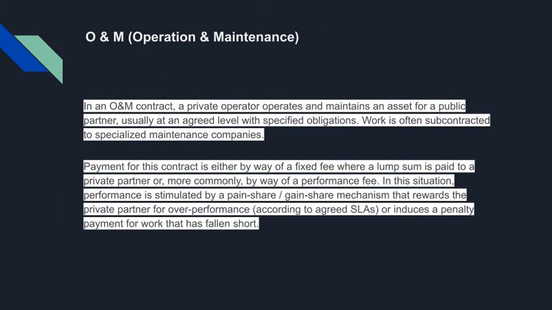Operation and maintenance. In an O&M contract, a private operator operates and maintains an asset for a public partner, usually at an agreed level with specified obligations. Work is often subcontracted to specialized maintenance companies. Payment for this contract is either by way of a fixed fee, where a lump sum is paid to a private partner, or, more commonly, by way of a performance fee. In this situation, performance is stimulated by a pain share gain share mechanism that rewards the private partner for overperformance, according to agreed rules, or induces a penalty payment for work that has fallen short.